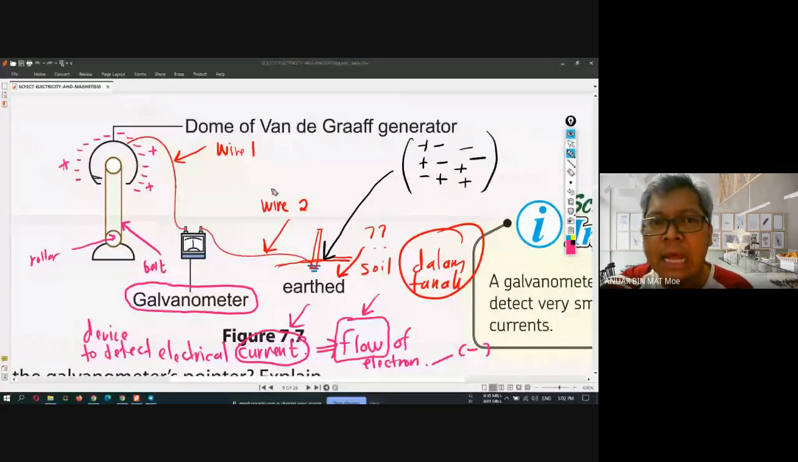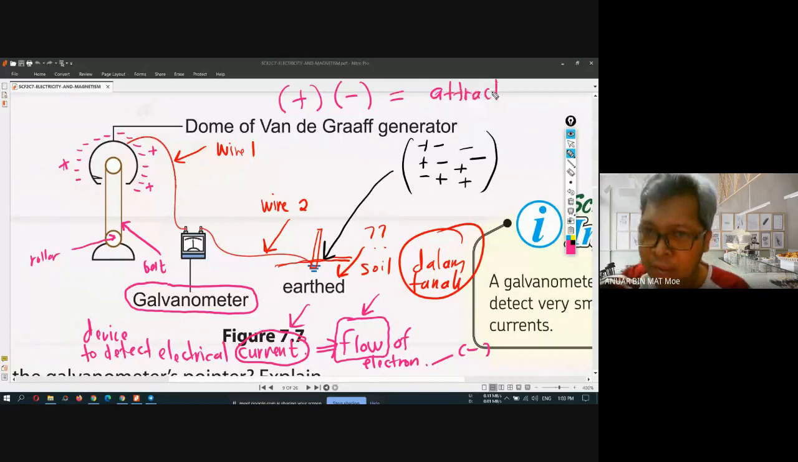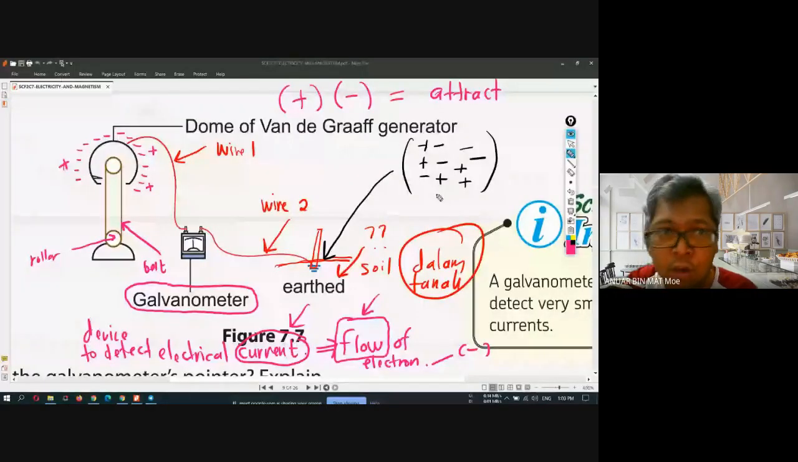So what happened? We learned that when positive and negative, it will attract. Different charges, it will attract. Same charges, it will repel. Okay. So what happened here, because there are more positive charges at the soil over here. They try to equalize the charges at the dome of the Van de Graaff generator and at the surface of the earth. They try to equalize the charges. Because we know that when positive and negative, it will attract.